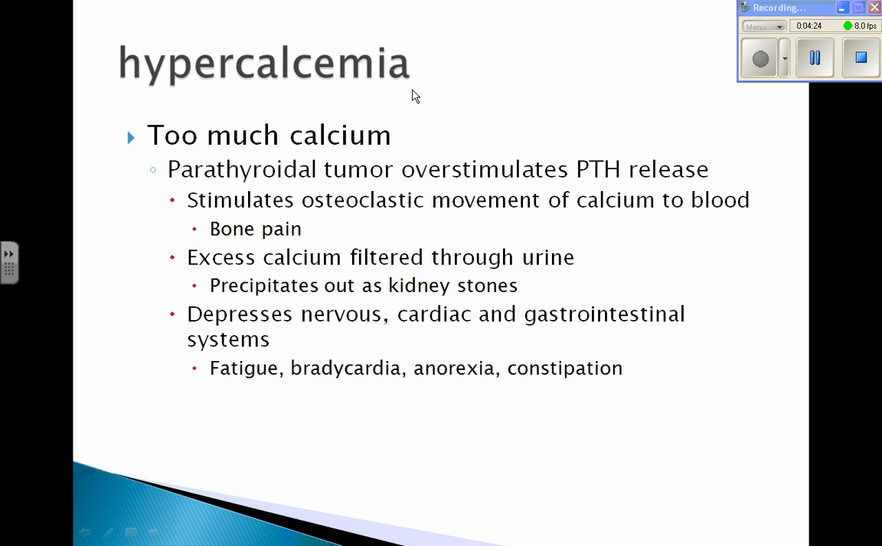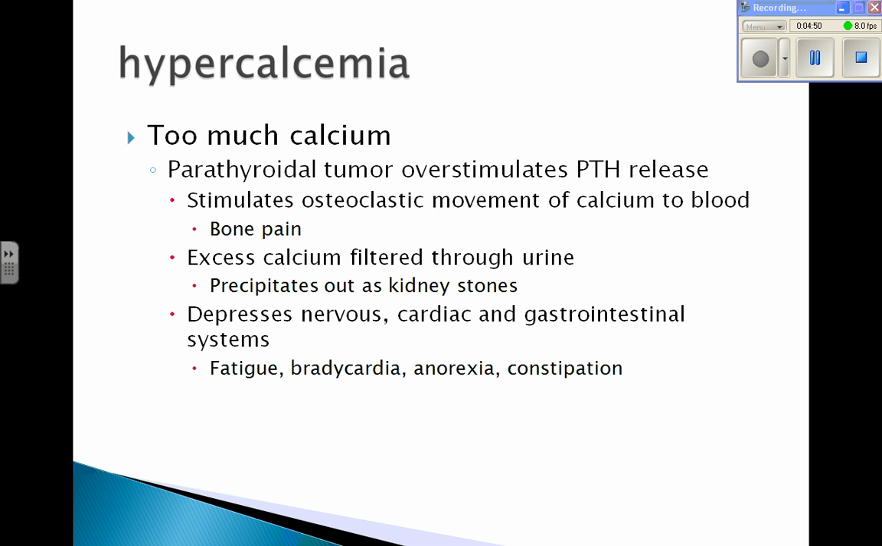Now, hypercalcemia, a condition of too much calcium, can take place. A parathyroid tumor, which overstimulates parathyroid hormone, can release too much calcium and lead to this hypercalcemia. This stimulates osteoclastic movement of calcium to the blood. Bone pain can take place. People actually have aches in their bones from the movement of the calcium into the circulatory system.